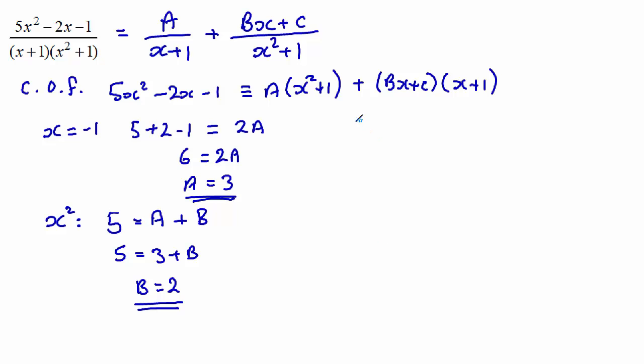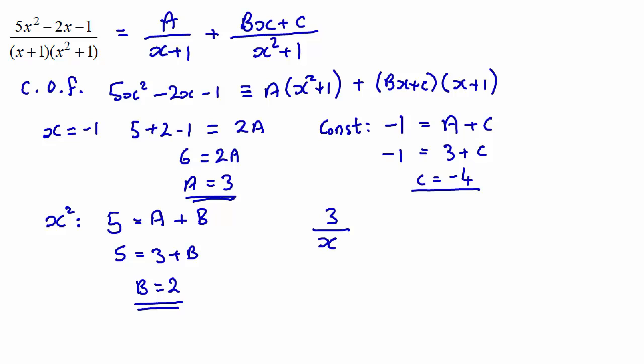So there's just c to find, and maybe let's look at constants. On the left, I've got negative 1 as a constant. Over here, if we expand this out, I would have a, and I'd have c. b can't be involved in a constant because it's bx. So negative 1 is equal to 3 plus c, so c would be negative 4. So what we have is 3 over x plus 1, and then we would have 2x minus 4 over x squared plus 1.